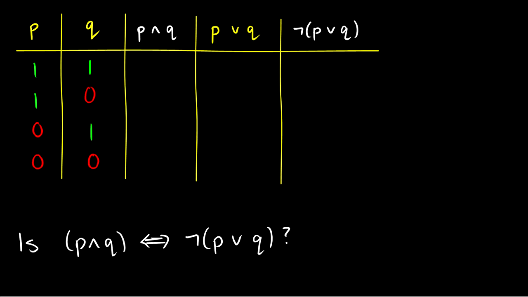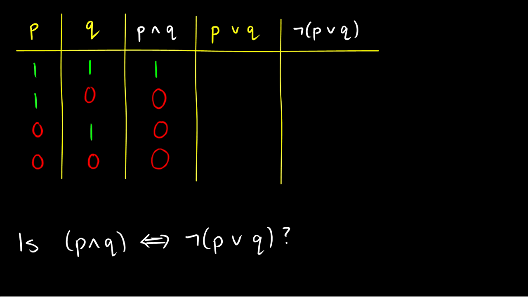So first, P and Q. When is P and Q true? Well, P and Q is true only when P is true and Q is true. So it's going to be true in the first row, and it's going to be false in all of the rest. So the truth conditions for P and Q we could say is 1, 0, 0, 0. Now, for P and Q to be logically equivalent to not P or Q, then this would also have to be 1, 0, 0, 0. So let's see if that's the case.